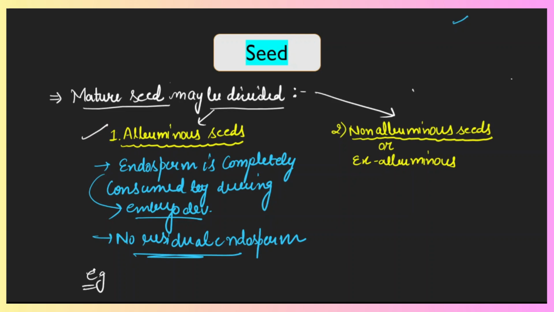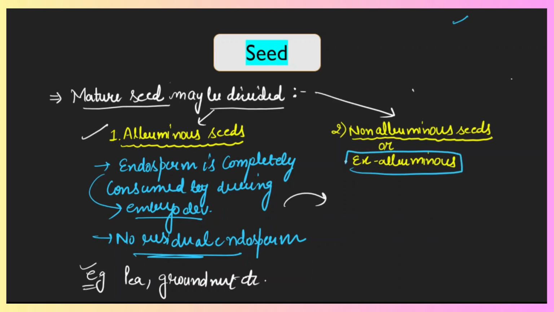When the endosperm is completely consumed during embryo development and no residue is left, that kind of seed is called an albuminous seed. Examples of albuminous seeds are pea, groundnut, etc. Opposite to albuminous seeds are the non-albuminous seeds. Another name for non-albuminous seeds is ex-albuminous seeds.